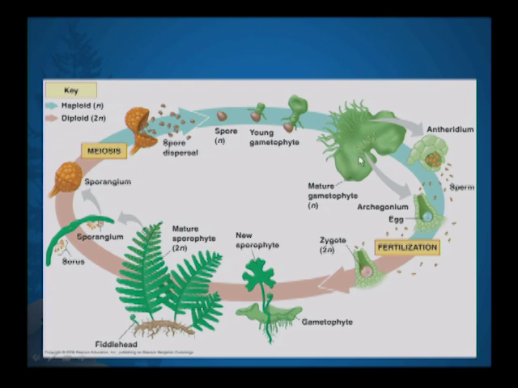So again, antheridia will produce sperm, archegonia will produce eggs. Sperm swim down the top of the archegonium, fertilize the egg. That forms a zygote. And so now the zygote, again, if conditions are favorable, will begin to mitotically divide and begin to grow into a new sporophyte. And so that's what we're looking at here.